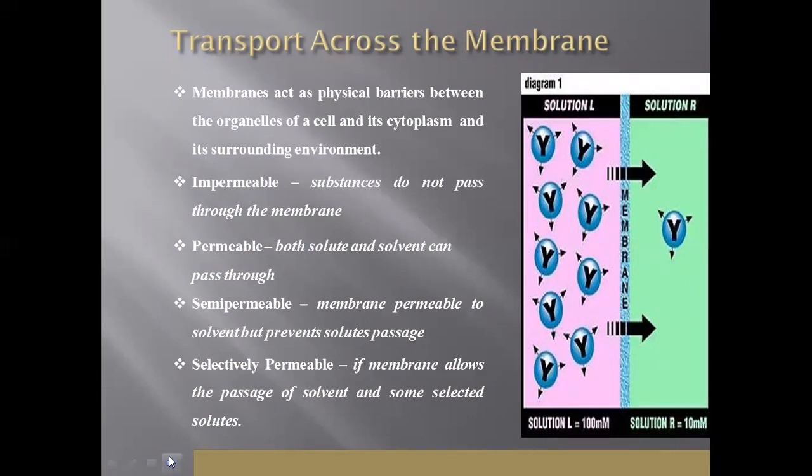A membrane could be impermeable. Impermeable, it will not allow anything to pass through it. Permeable, it will allow everything to pass through it. Semi-permeable, permeable to solvent, but prevents the passage of solutes. Selectively permeable, if the membrane allows the passage of solvent and some selected solutes.